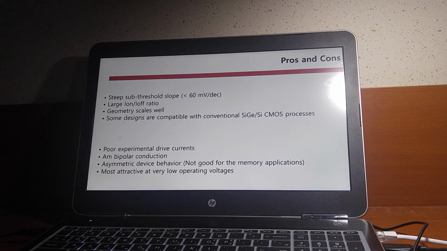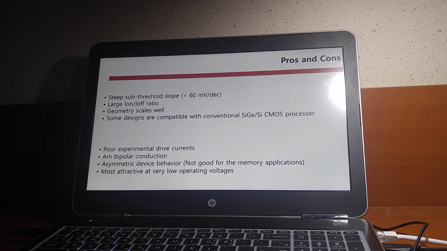But the disadvantages of the TFET are that it has poor experimentally derived current and bipolar conduction. Bipolar conduction is very hard to use for CMOS because if it is bipolar, the NFET and PFET are both on, so it cannot operate as a CMOS switch. And asymmetric device behavior is not good for memory applications.